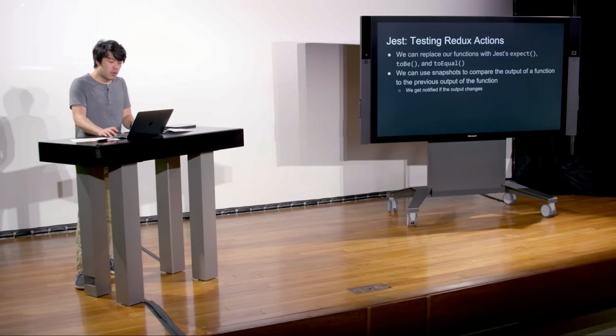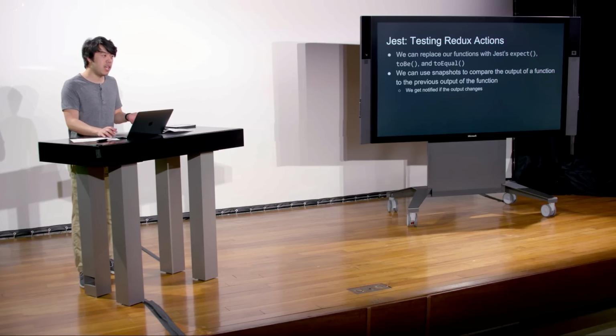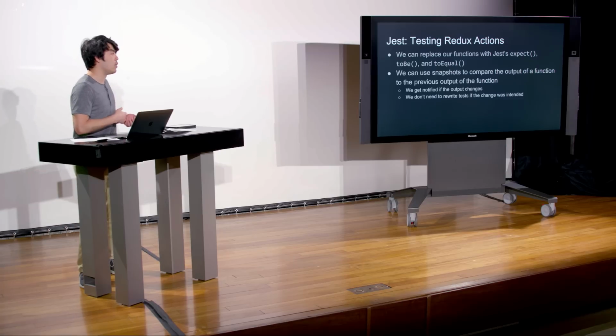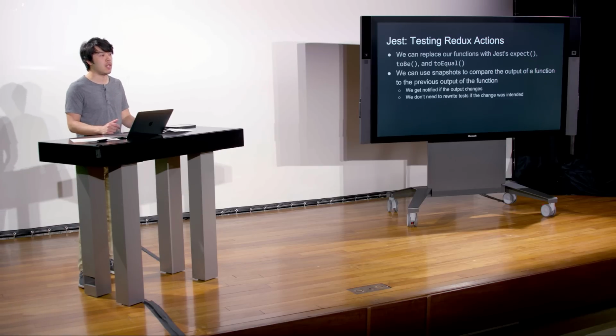Which is good because now we get notified if the output changes, which is really what we want when we test these action creators. Since they're really simple and just returning a new object, we just want to make sure that it's returning what we expect it to return. Then if we end up changing something later, we get notified that something changes, but we don't actually have to rewrite the test if that change was actually intended.